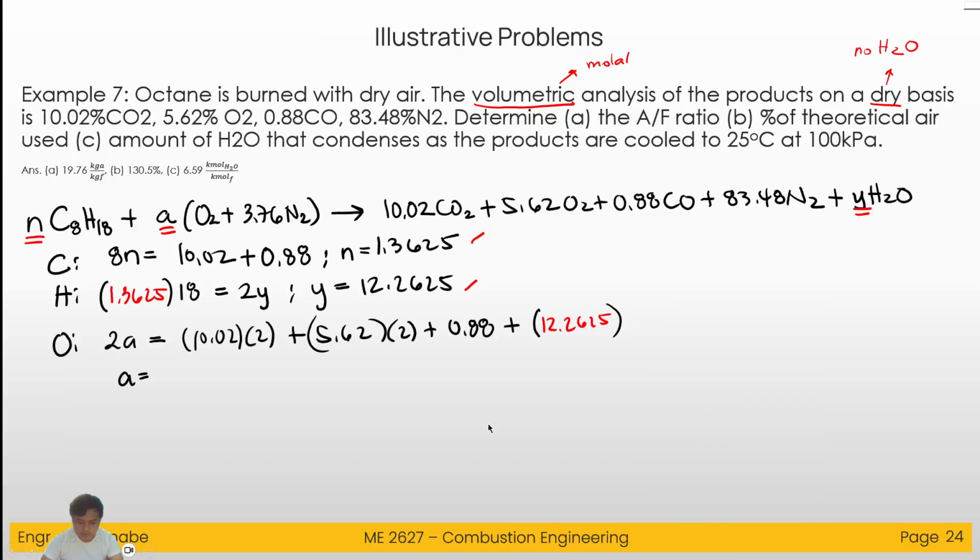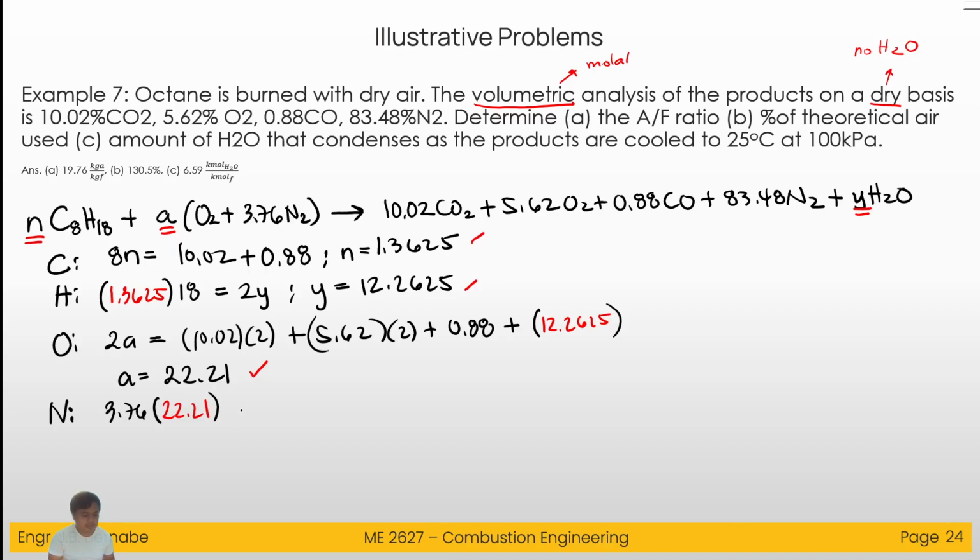So A is equal to 22.21 for the number of molecules. Now, it is optional to solve for n here. This is just a way of checking if this is correct. So we have here 3.76 times A. So A here is 22.21.